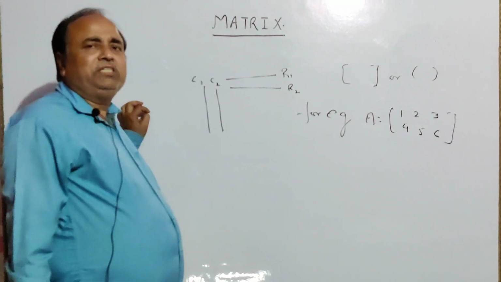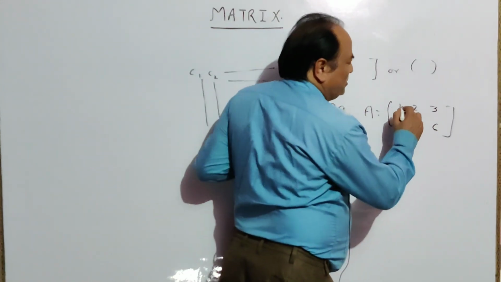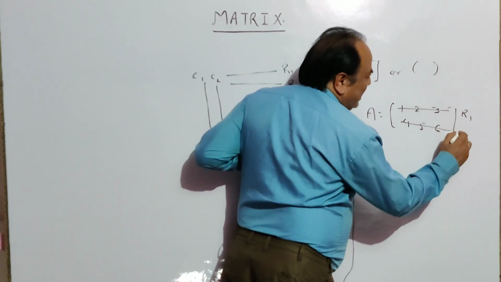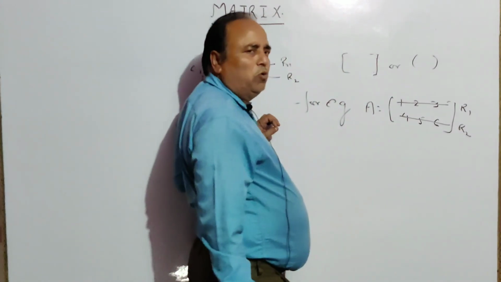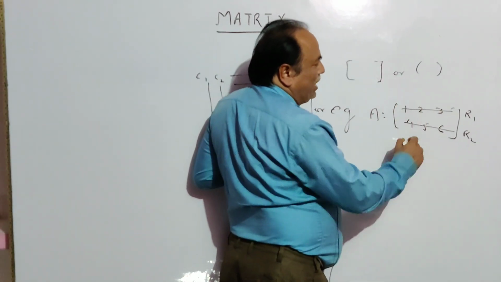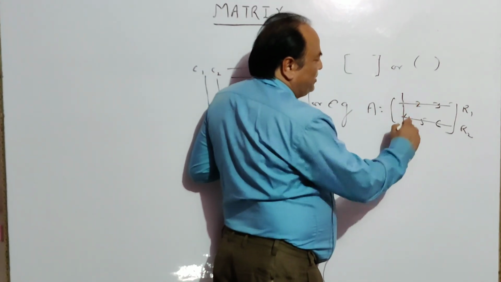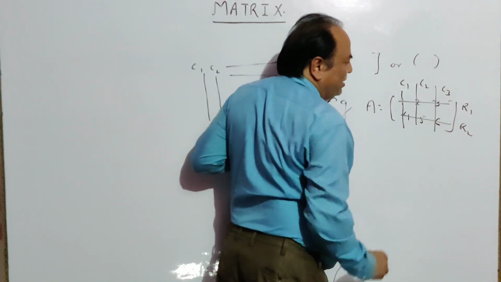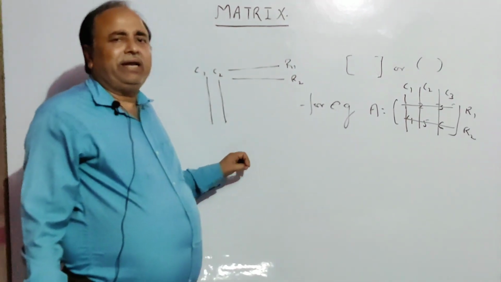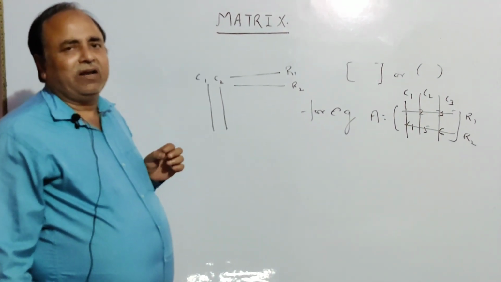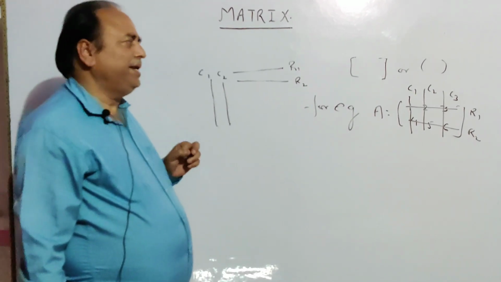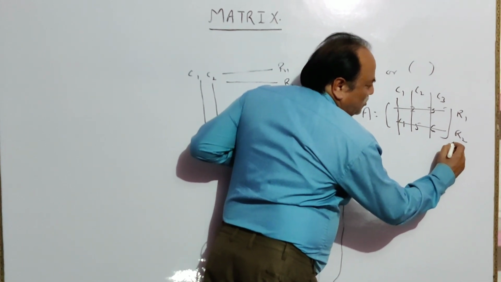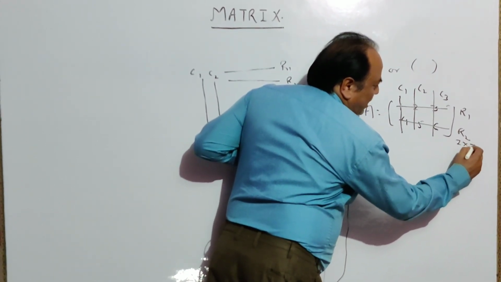This is a matrix. Horizontal, as I told you, these are rows. So this is row first and this is row second. Here it has two rows. Now see, vertical ones are known as columns. This is column first, this is column second, this is column third. So while writing a matrix, we always write rows first, then columns. That is called the order of a matrix. So it has 2 rows and 3 columns, so its order is 2 into 3.